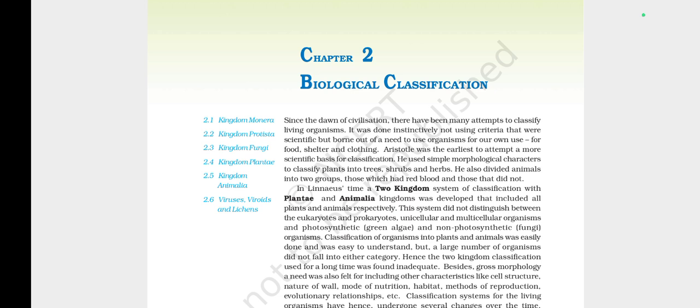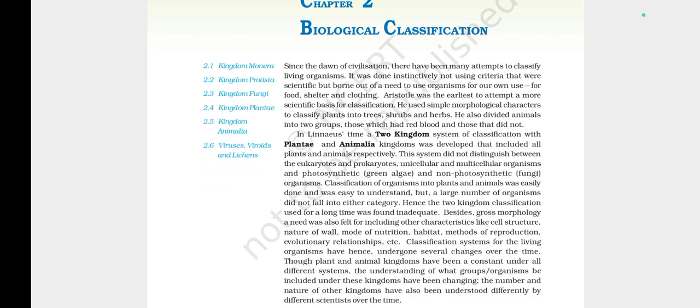In Linnaeus' time, a two kingdom classification with Plantae and Animalia kingdoms was developed that included plants and animals respectively. This system did not distinguish between the eukaryotes and prokaryotes, unicellular and multicellular organisms, and photosynthetic green algae and non-photosynthetic fungi organisms. Classification of organisms into plants and animals was easily done and easy to understand, but a large number of organisms did not fall into either category. Hence, the two kingdom classification used for a long time was found inadequate.